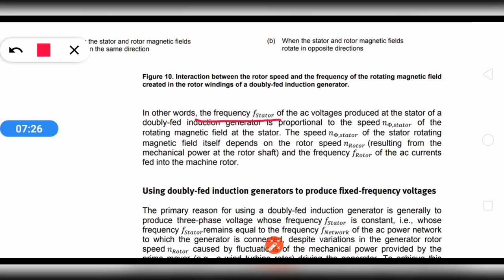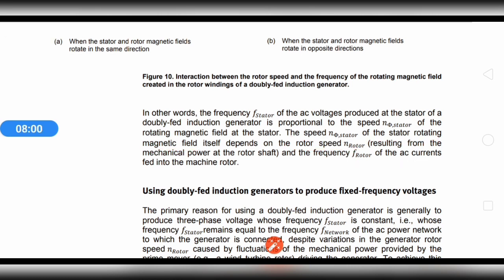So in other words, the frequency of the stator AC voltages produced at the stator is proportional to the speed of the rotating magnetic field, and it is adding to the frequency produced by the rotor. So the speed of the stator rotating magnetic field depends on two terms: one is the rotor speed and the other one is the frequency of the AC currents. They both play a critical role.